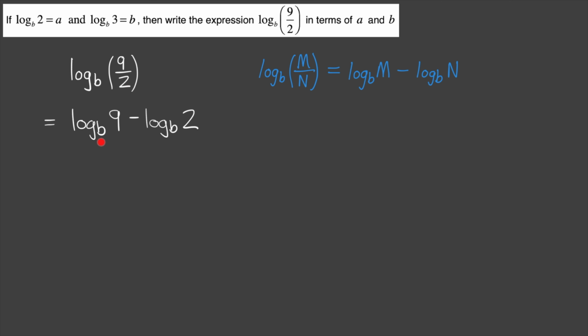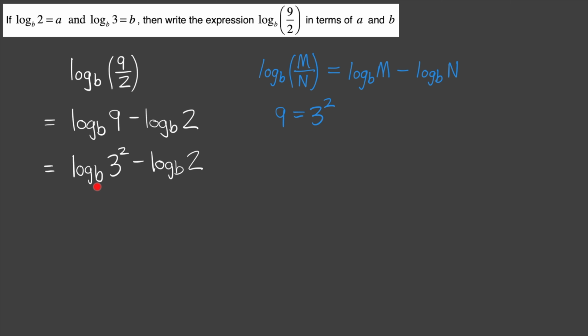But what about the log base b of 9? How are we going to simplify this? Because our goal is we want this log expression to be in terms of log 2 and log 3. Well, think about 9. What can we do with that 9? Well, we know 9 is 3 squared. So I'll write down the side here. So 9 is 3 squared. So I'm going to rewrite this. Log base b of 3 squared.